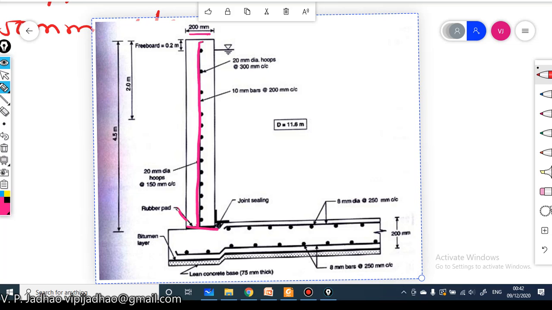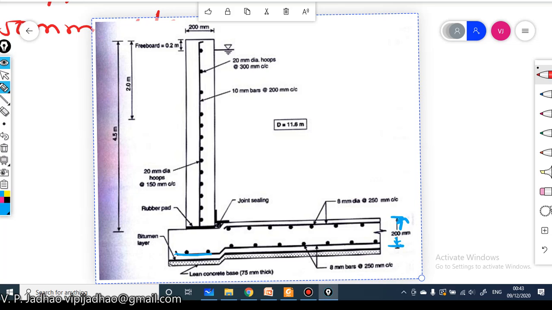This is the rubber pad, shown here. It will allow the movement of your wall. This is the sealing material, the joint sealing material is provided here. Strip painting is provided here, and again provided here. And for the steel reinforcement, a mesh is provided at the top, and a mesh is provided at the bottom. The spacing of all the bars is 250 mm for the base slab. The thickness of this particular base slab is 200 mm.